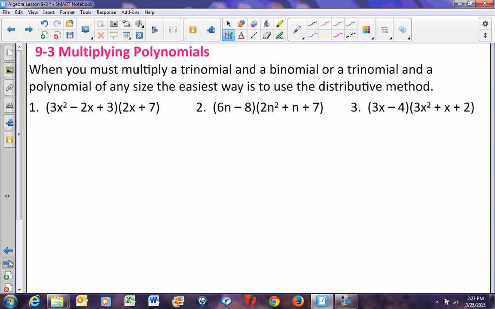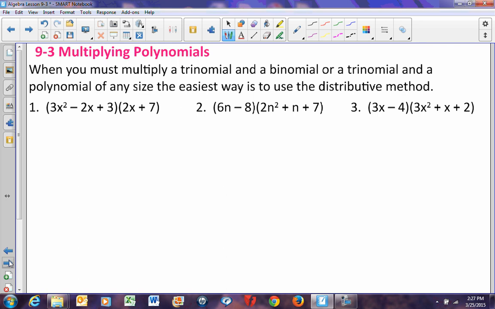All right, now when you multiply a trinomial and a binomial, or a trinomial and a polynomial of any size, the distributive method works best. You can still use the box method. The FOIL method does not work at all. So don't try to do FOIL after a binomial.